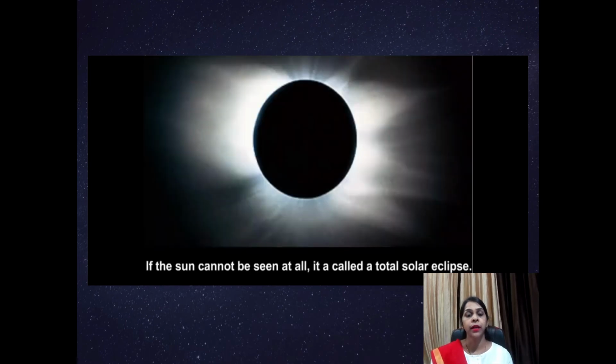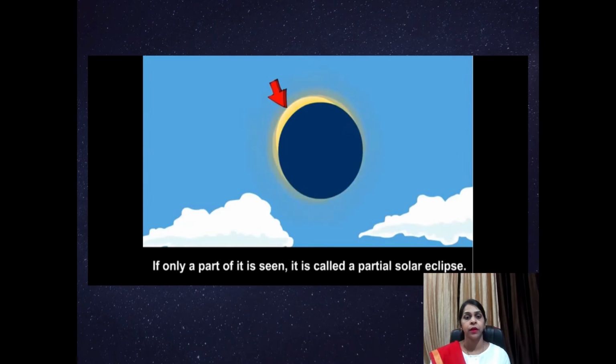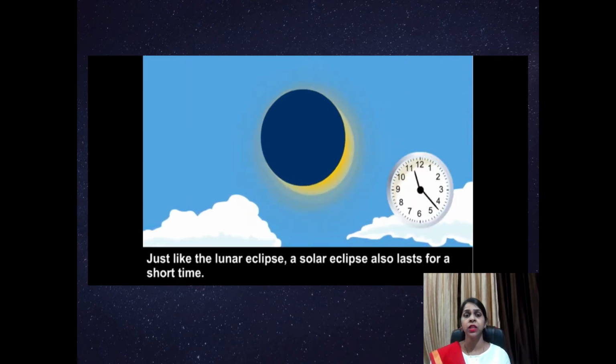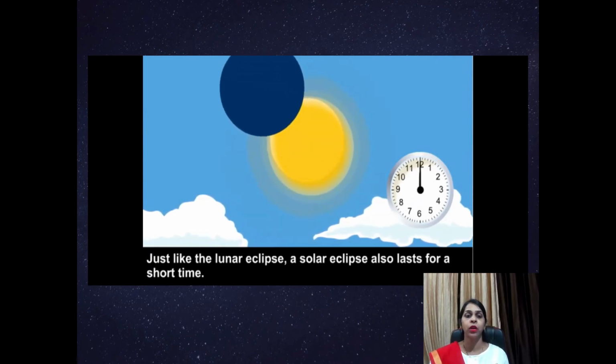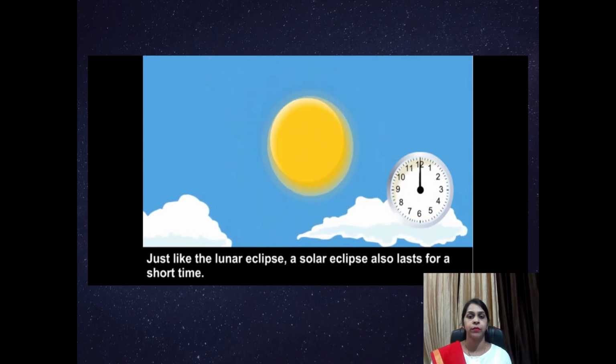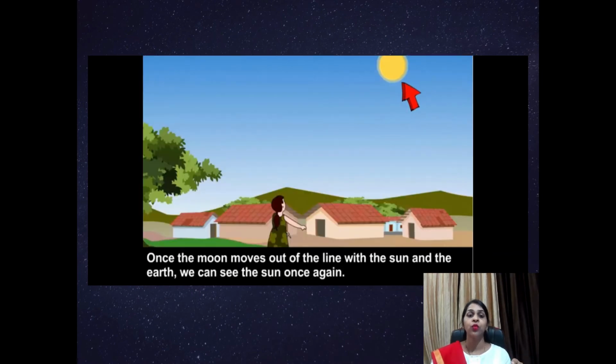If the sun cannot be seen at all, it is called a total solar eclipse. If only a part of it is seen, it is called a partial solar eclipse. Just like the lunar eclipse, a solar eclipse also lasts for a short time. Once the moon moves out of the line with the sun and the earth, we can see the sun once again.